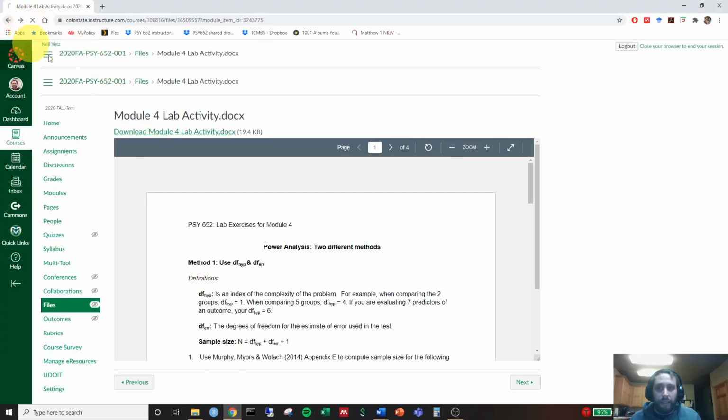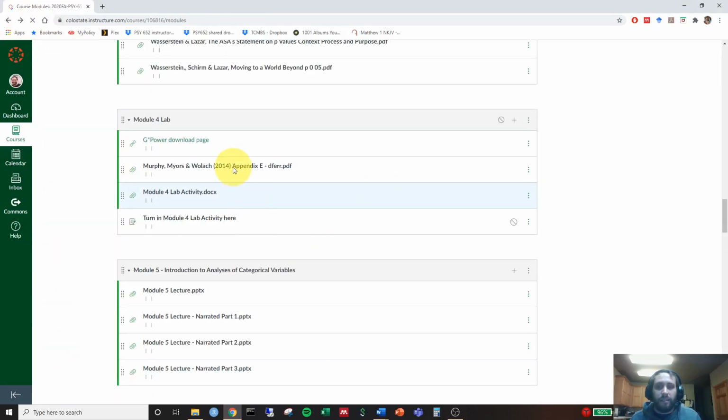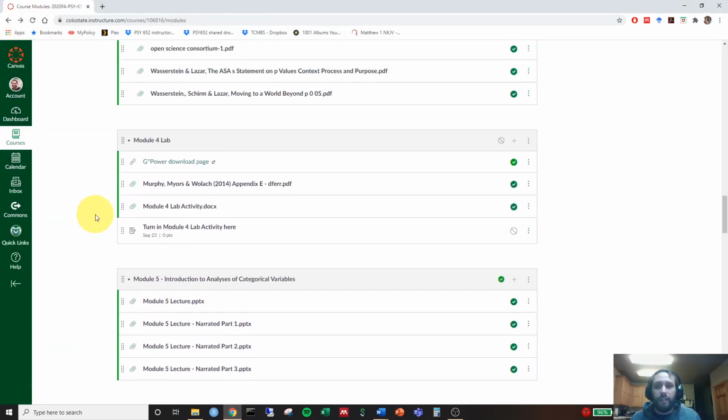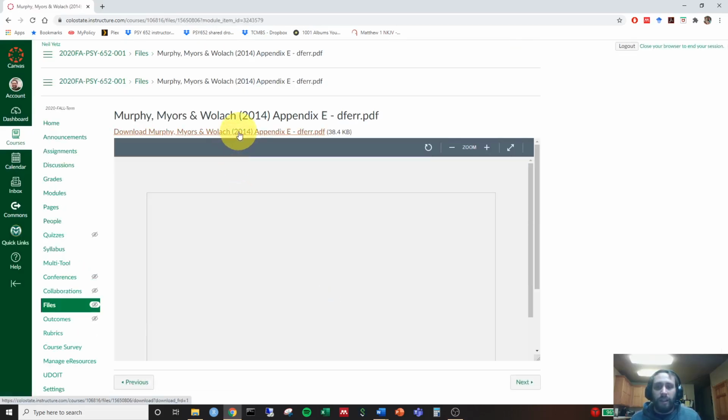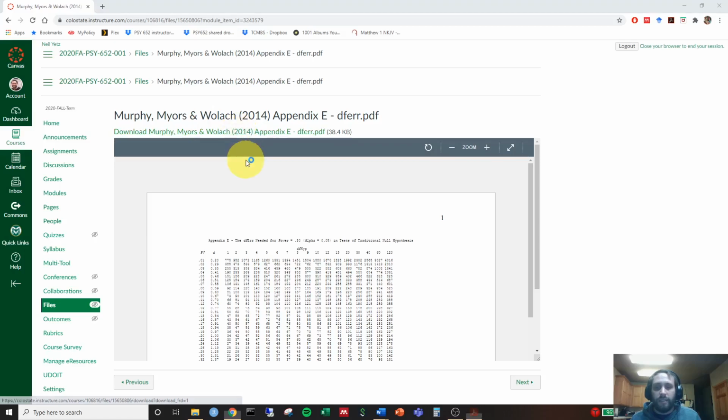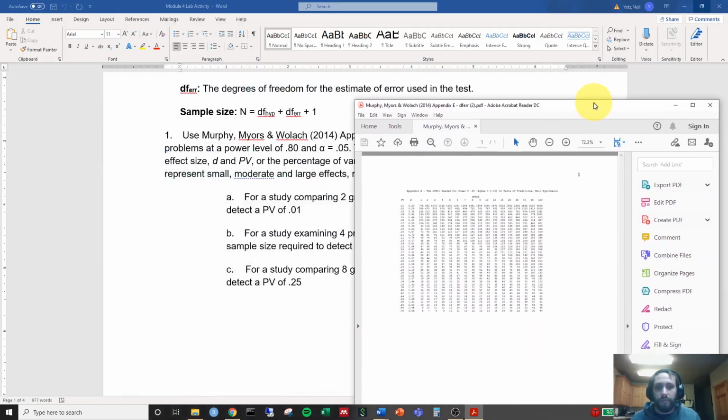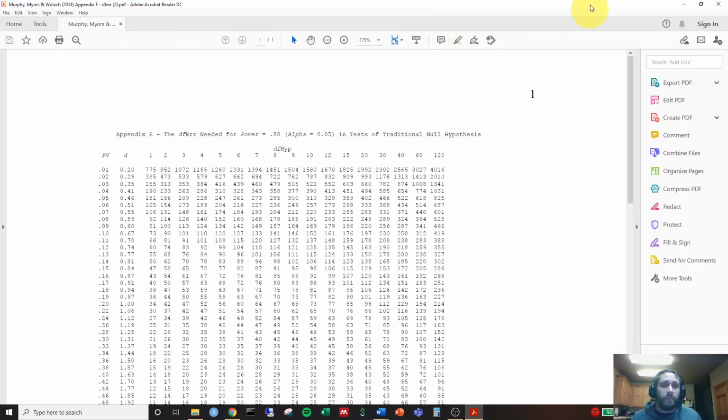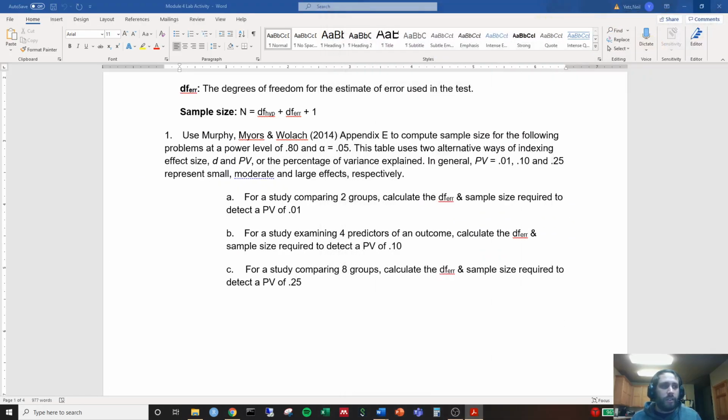Let's go ahead and go back. And we're going to download this Murphy, Myers, and Wolach Appendix E. We're going to go ahead and click on that, download that, and that will load it up in another screen, and I'll get it over here. So let's go ahead and first determine what we need.